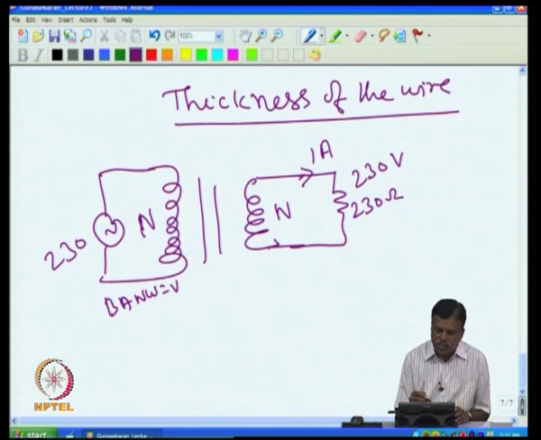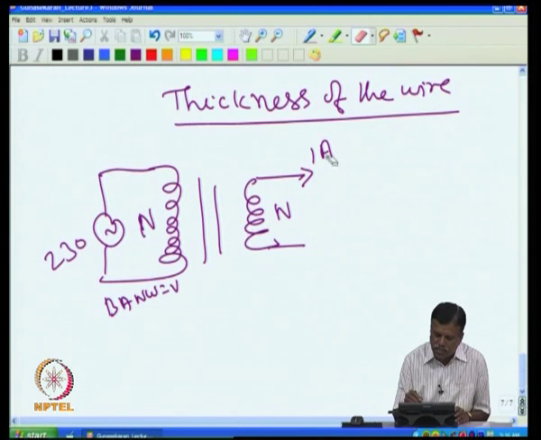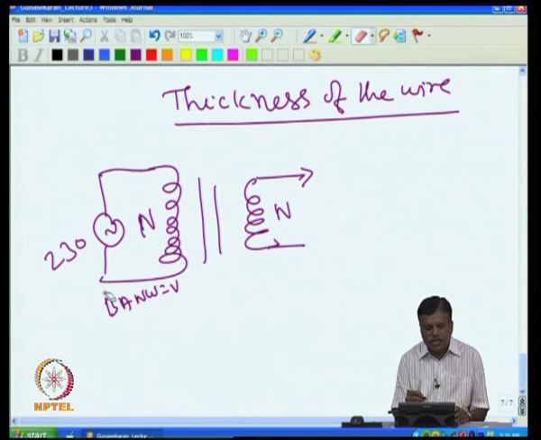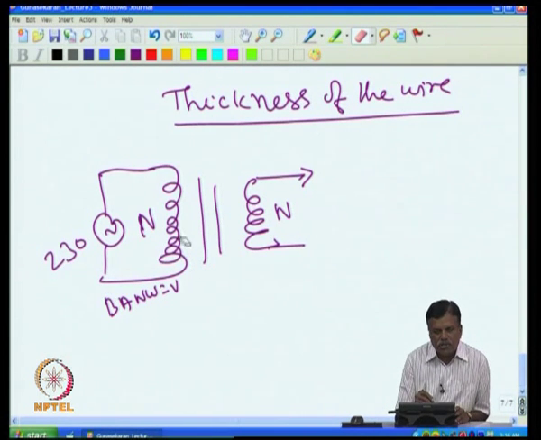Now, one important thing in transformer is, for example, if there is no load in the secondary, I will put nothing, I keep it open here, the secondary is open, there is no current here, then only primary is connected. Now, there will be a current. What is that current? That current is the one which produces the magnetic field in the core.